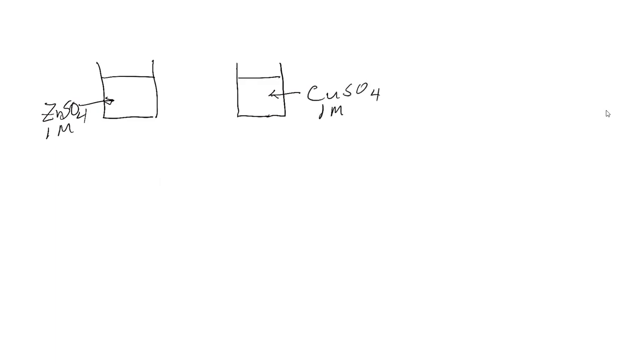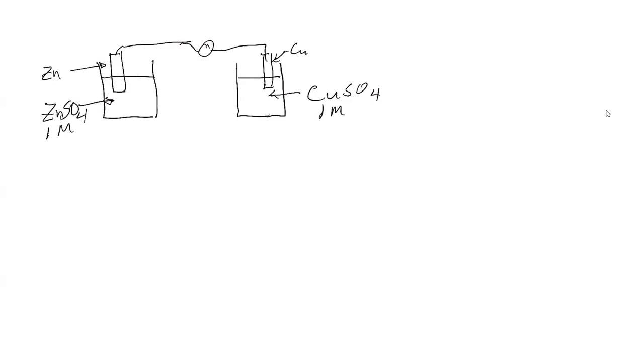And we'll make that 1 molar. And in the solutions with the metal ions, we'll put the same metal as that ion is. So in this solution, we'll put solid zinc, and in the copper, we'll put a piece of solid copper. And we're going to connect those, and let's just put a meter, or we could put a little motor or something.